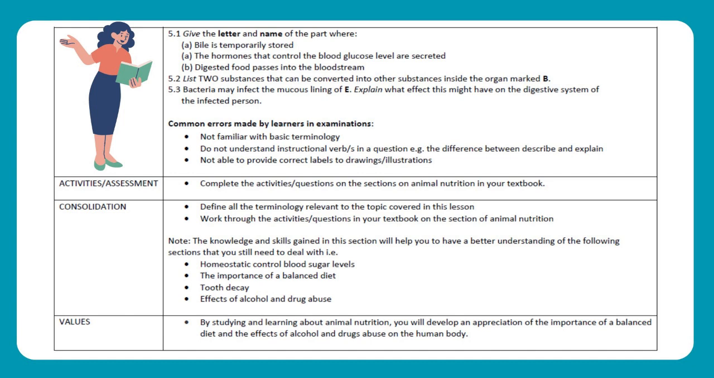Note: the knowledge and skills gained in this section will help you to have a better understanding of the following sections that you still need to deal with, i.e., homeostatic control of blood sugar levels, the importance of a balanced diet, tooth decay, effects of alcohol and drug abuse, values. By studying and learning about animal nutrition, you'll develop an appreciation of the importance of a balanced diet and the effects of alcohol and drug abuse on the human body.